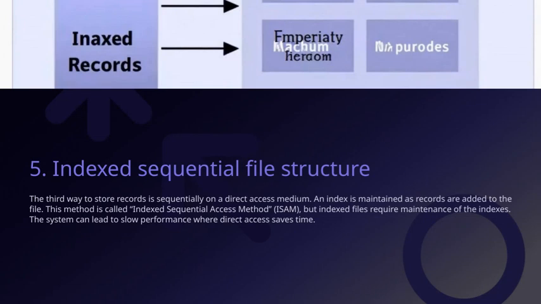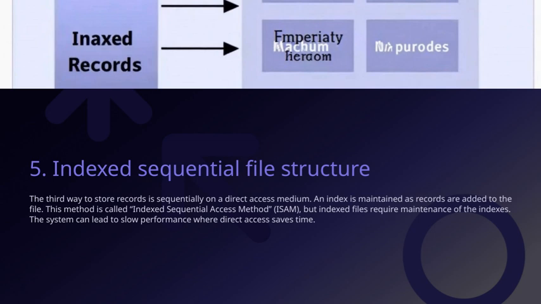Now, let's look at the third way to store records, which is using a direct access medium in a sequential manner. In this method, an index is maintained as records are added to the file, allowing us to quickly locate specific records. This approach is known as the Indexed Sequential Access Method, or ISAM.